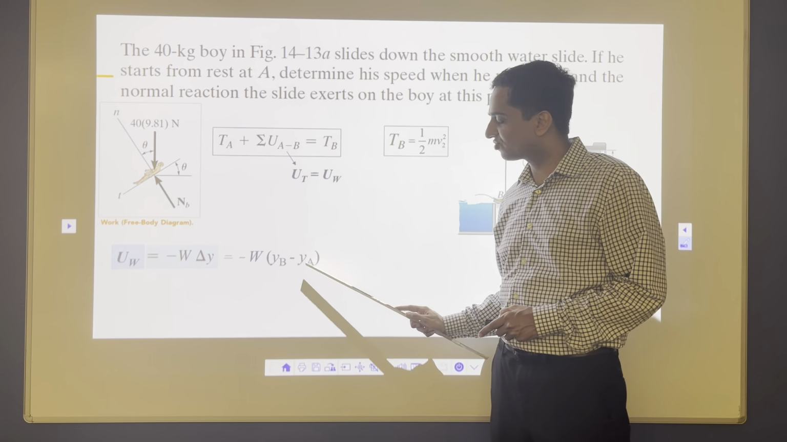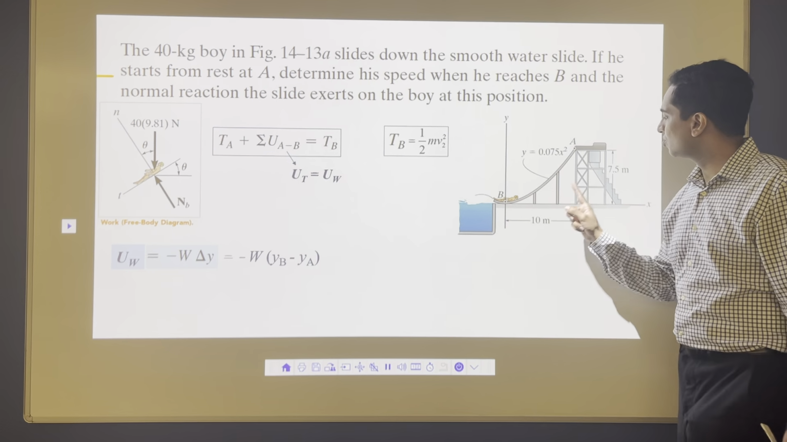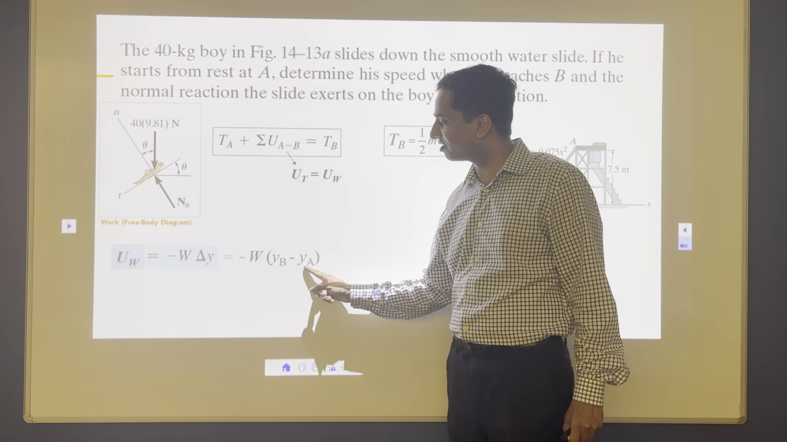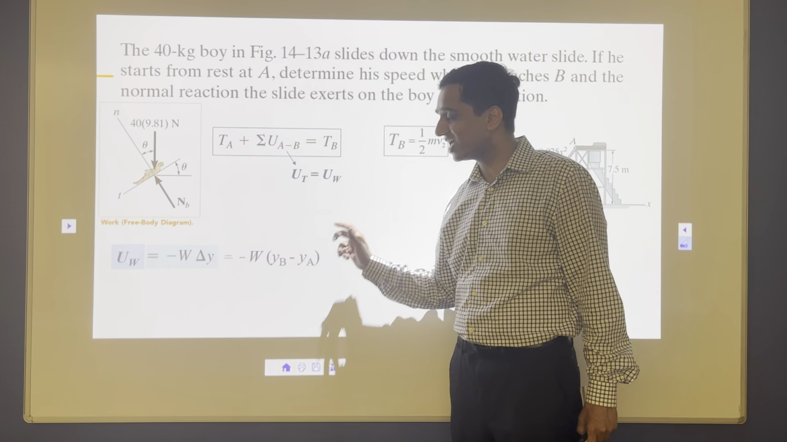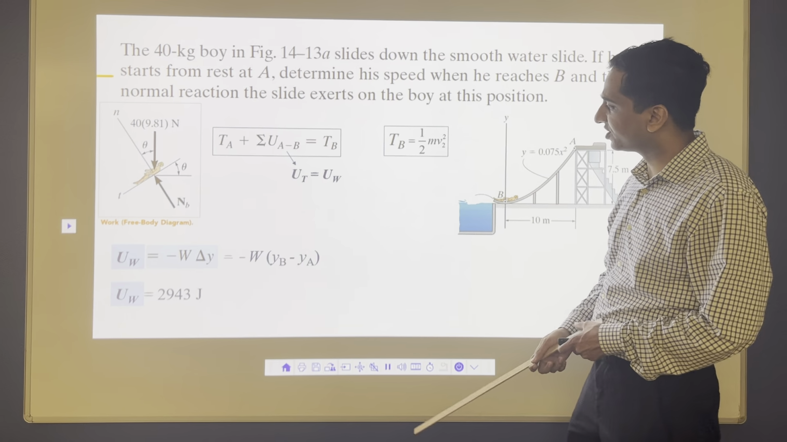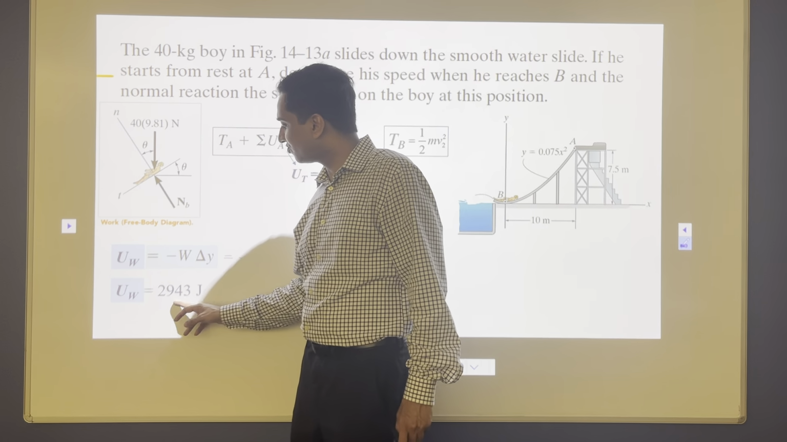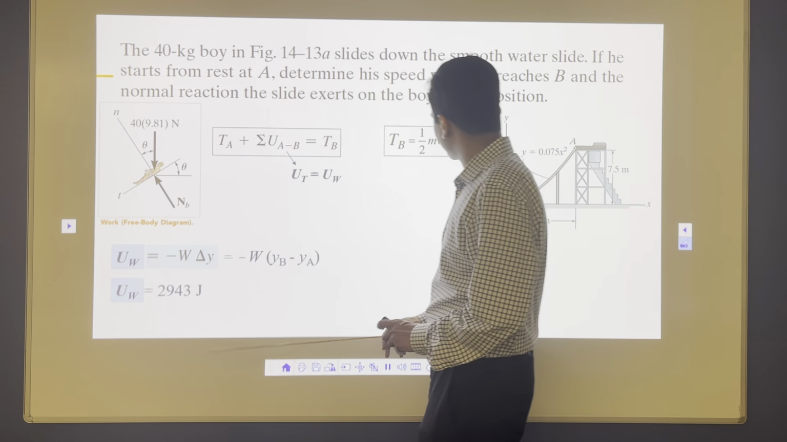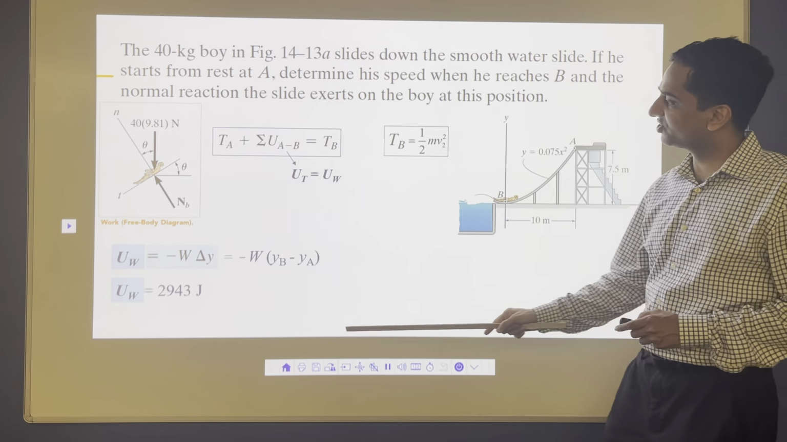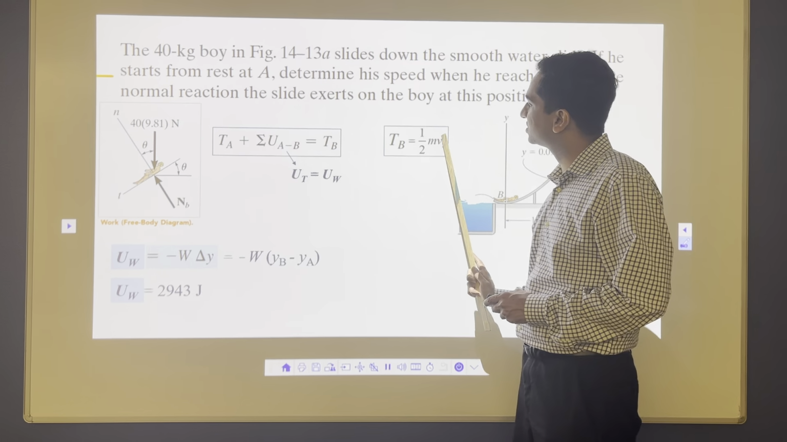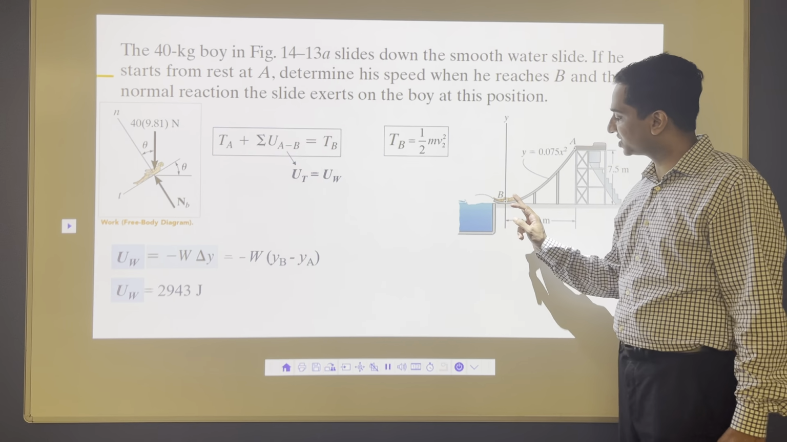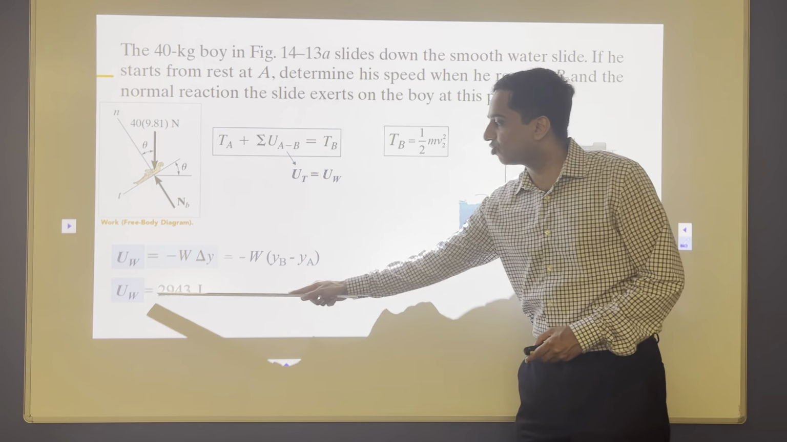Work done is YB minus YA. YB is 0, YA is 7.5. So 0 minus 7.5 will become minus 7.5, and the minus will become plus. He's falling down, he's coming down, so the work done by gravity will be positive. So I'm going to get 2943 joules. That's the work done by gravity. As he comes down, the total work done by gravity is 2943 joules, and that's nothing but this final kinetic energy. It means this boy's final kinetic energy at this point is 2943 joules.